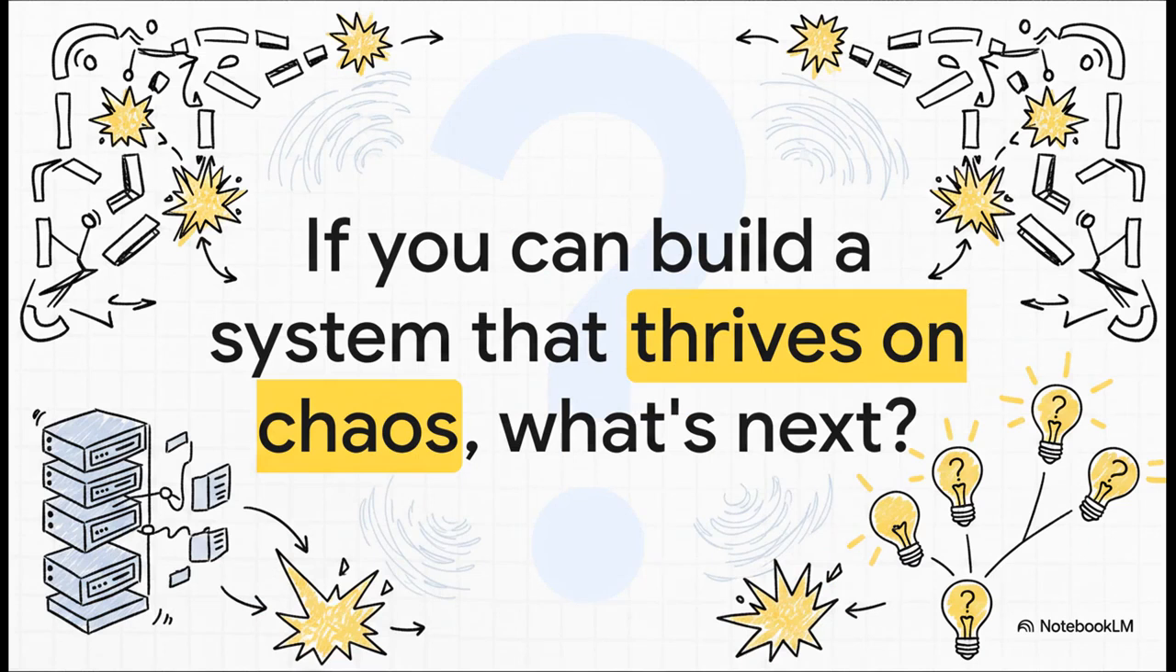It really leaves you with a final thought, right? This entire philosophy of embracing failure, of decoupling systems, it's not just about streaming video. If you can build a complex system that actually thrives on chaos and gets stronger from it, what other impossible problems could we solve with that same mindset? What else is suddenly within our reach?